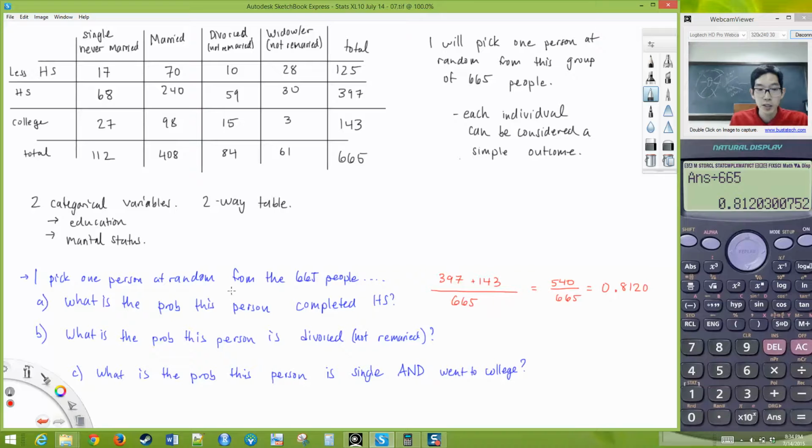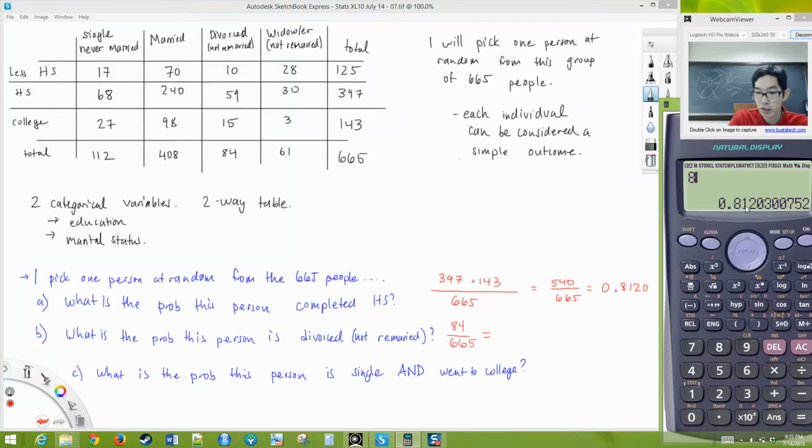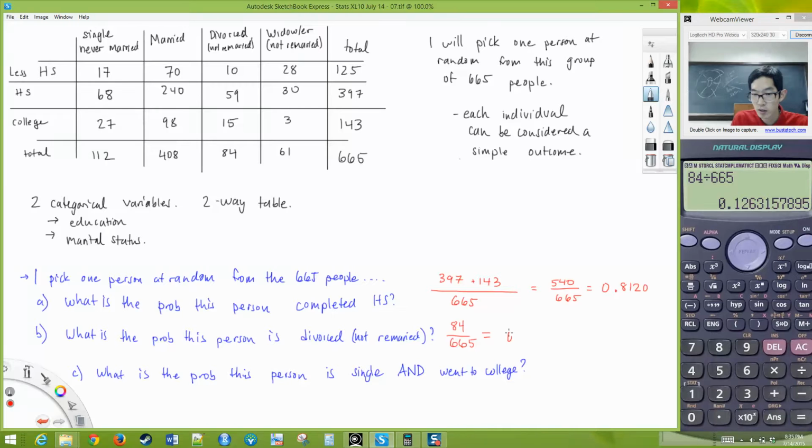Okay? What is the probability that this person I've selected is divorced but not remarried? Okay? And that would be how many people? We have 84 people total who are divorced. 84 out of 665. So I do 84 divided by 665, and I get 0.1263. Okay.